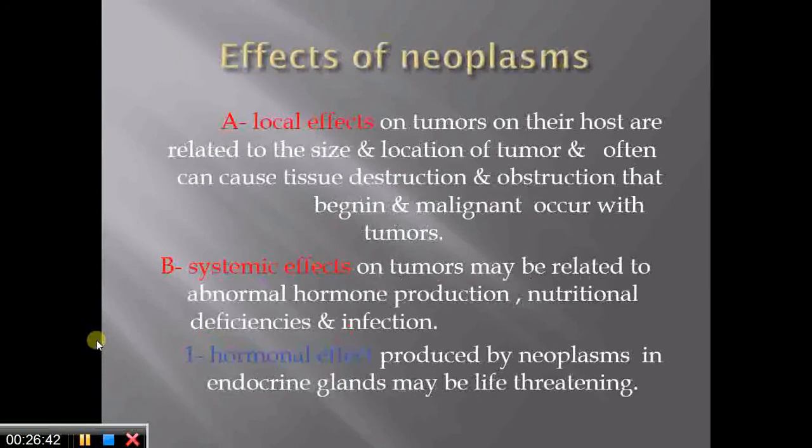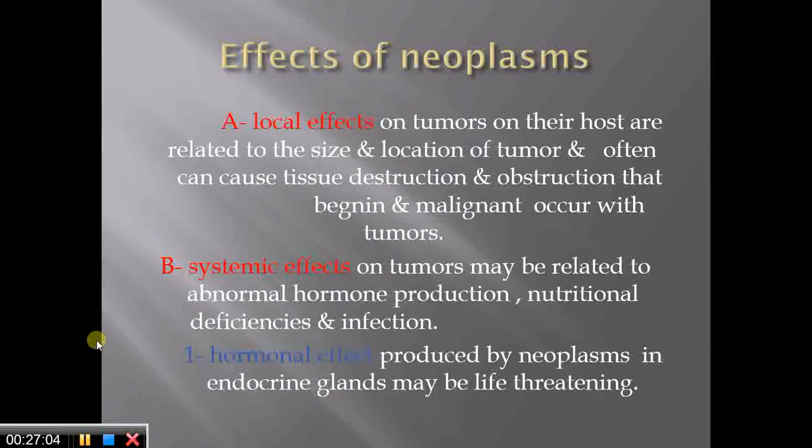Effects of neoplasms. Local effects of tumors on their host are often related to the size and location of the tumor and can cause tissue destruction and obstruction, which can occur with benign and malignant tumors. Systemic effects of tumors may be related to abnormal hormone production, nutritional deficiencies, and infection.